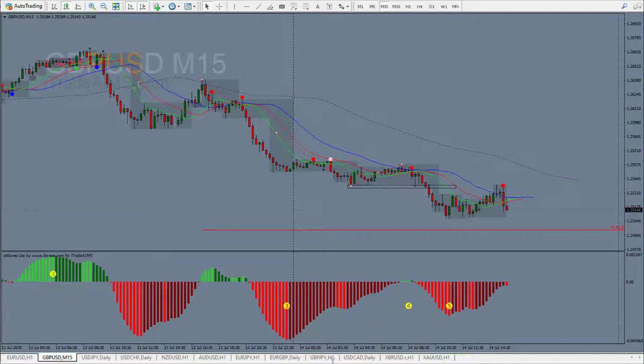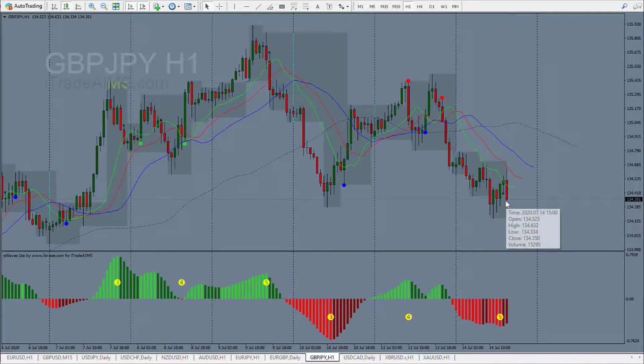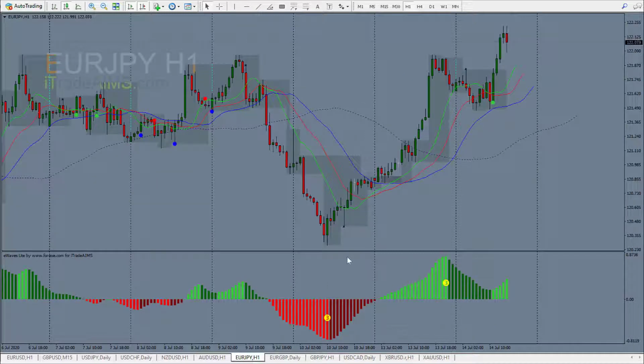Let's go to the next one, which is the pound yen. So the pound yen has a slightly different issue, because we know that the pound is going down, but the yen is going up. Let me show you that. Well, not that the yen is going up, the yen is losing value. So because of that, the euro is going up against the yen on the hourly time frame.